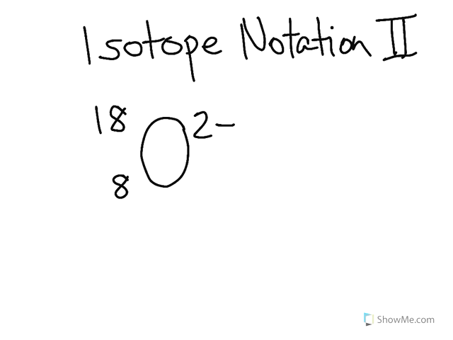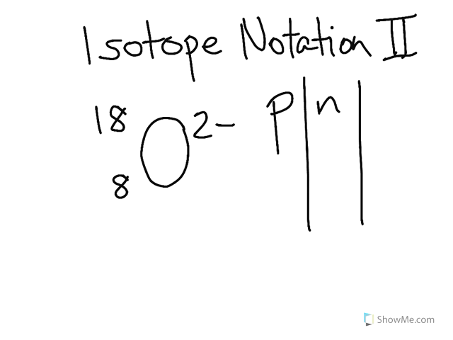Now, from the previous ShowMe video, you noticed that we would create these three columns: protons, neutrons, and electrons. And that helps us identify each one of these subatomic particles within this nuclide. Now, from here, again, that's our atomic number. And the atomic number is the number of protons, so that makes this 8.